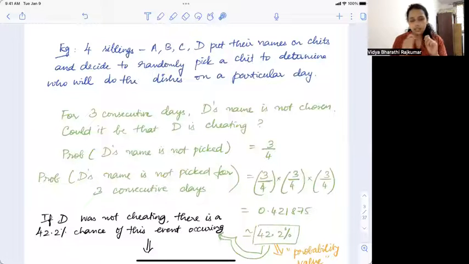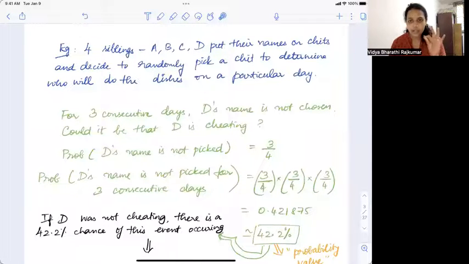Now, picking chits today and picking chits tomorrow are going to be independent events. And therefore, to compute the probability of D's name not being picked for 3 consecutive days, all we have to do is multiply, raise 3/4 to the power 3, and that will give us the probability of an event like that. And it turns out the probability of D's name not being picked for 3 consecutive days is 42%.